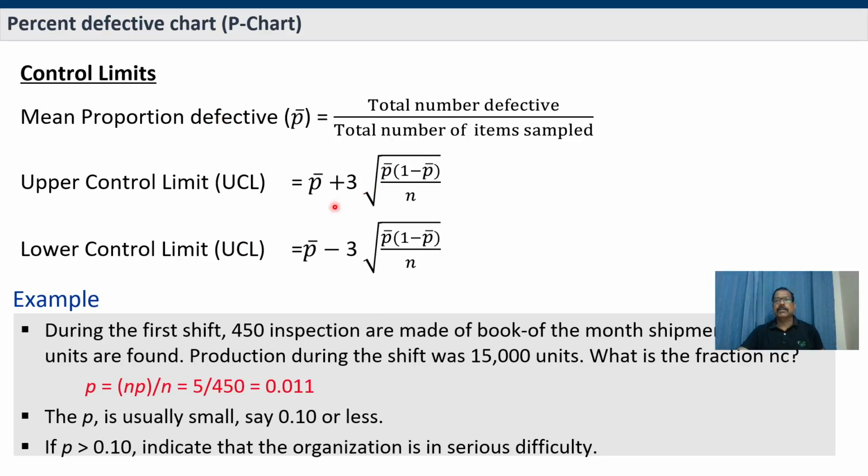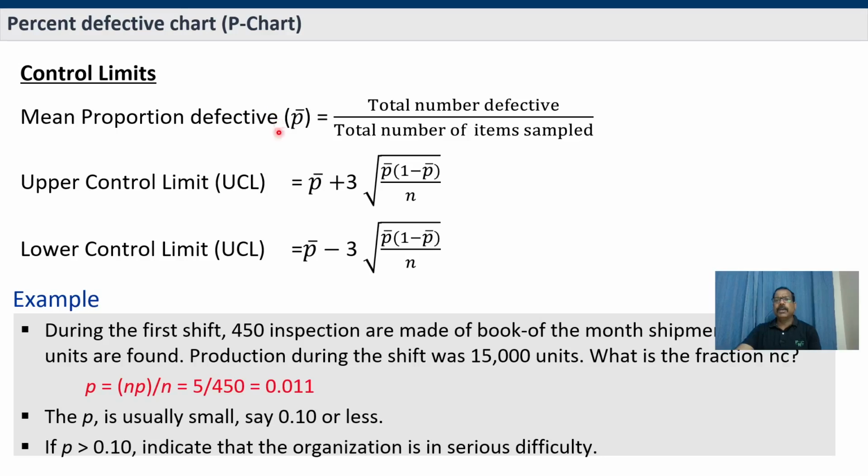Then the equations for the central limit: the mean proportion defective, that is P bar. P bar equals the total number defective divided by the total number of items sampled. So both need to be counted. In terms of cars with a misaligned fender, you take the number of sample cars and check how many have misalignment. You can count the total number defective and the total number of items sampled, so with this ratio you can calculate the P bar.